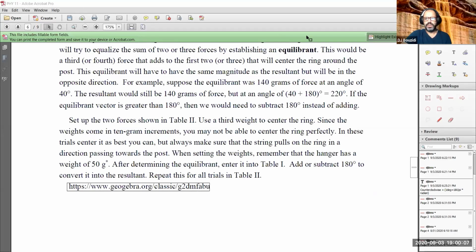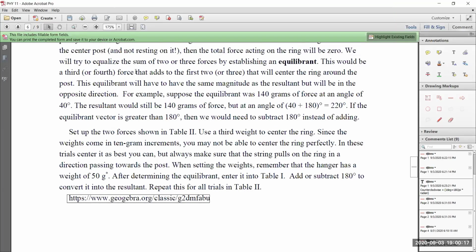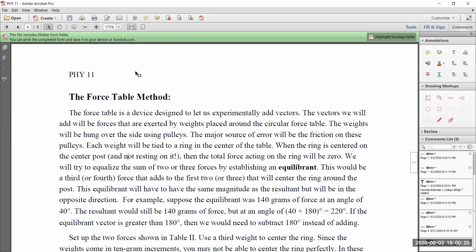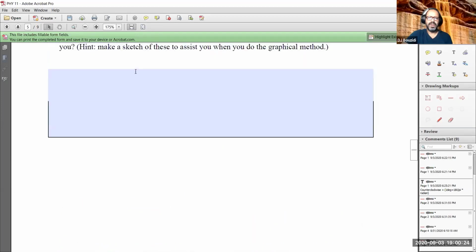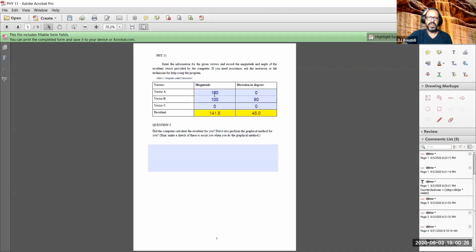Okay, I don't like this. My computer froze. After using the Acrobat, it hangs a little bit. Okay. Let me go. Okay, very good.